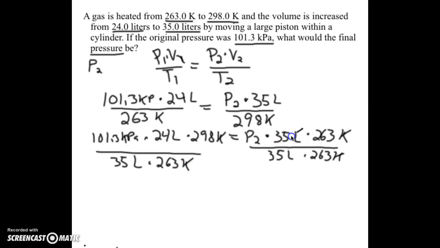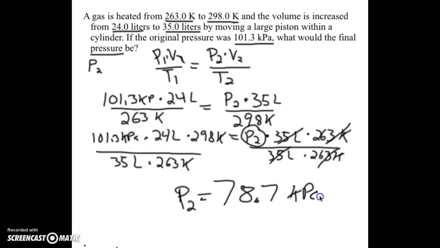So on this side of the equation, it's all going to cancel out, and you have only P2 left. Now we can just multiply those and divide by those two, and then we'll get our answer. And after doing the math, we get P2 is equal to 78.7, and the units of pressure are kPa. And that's the first practice problem.